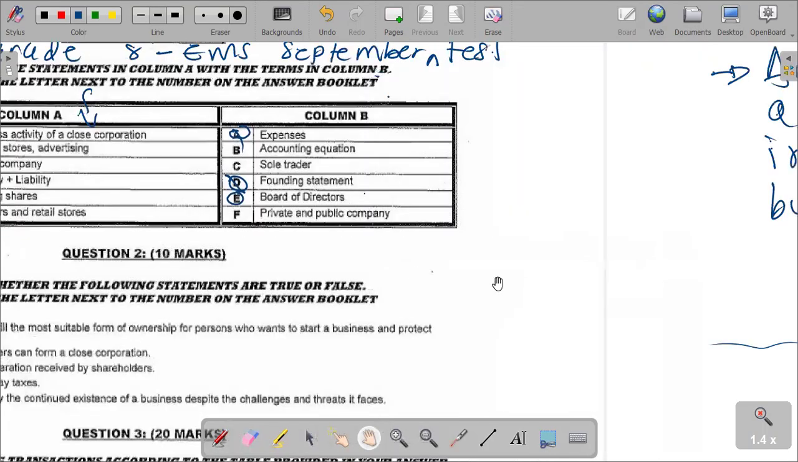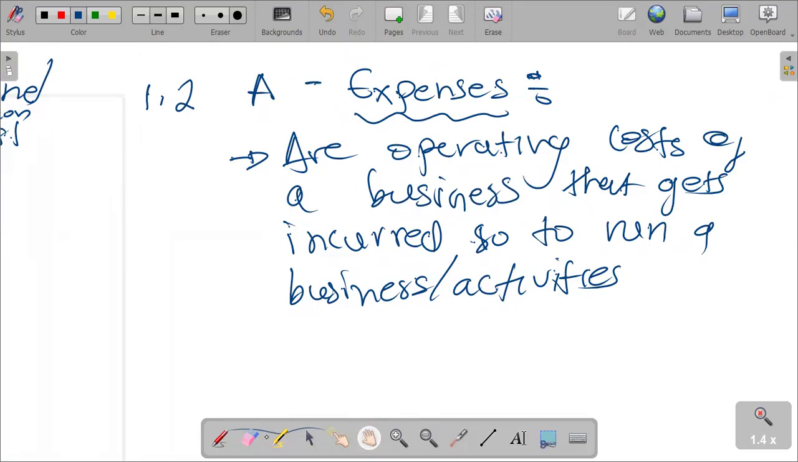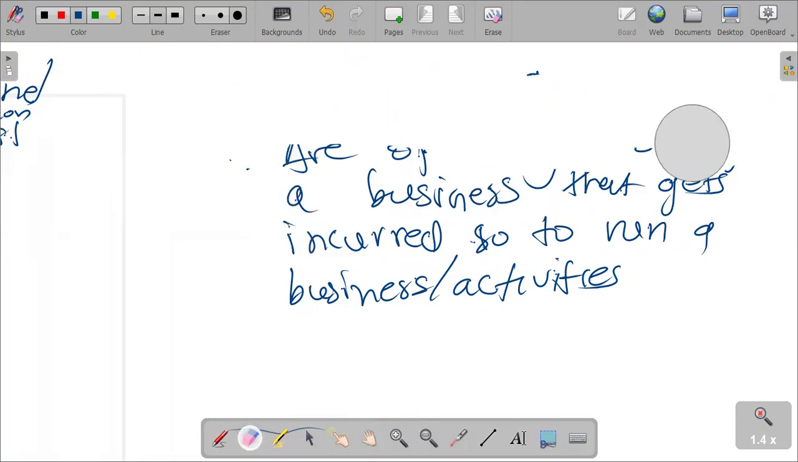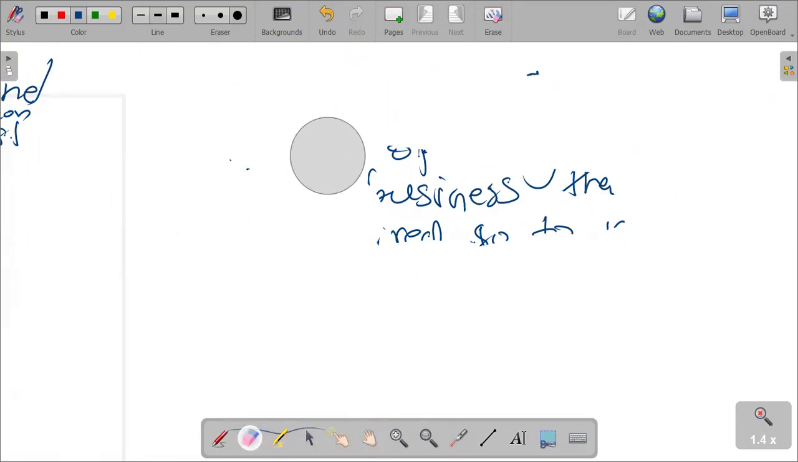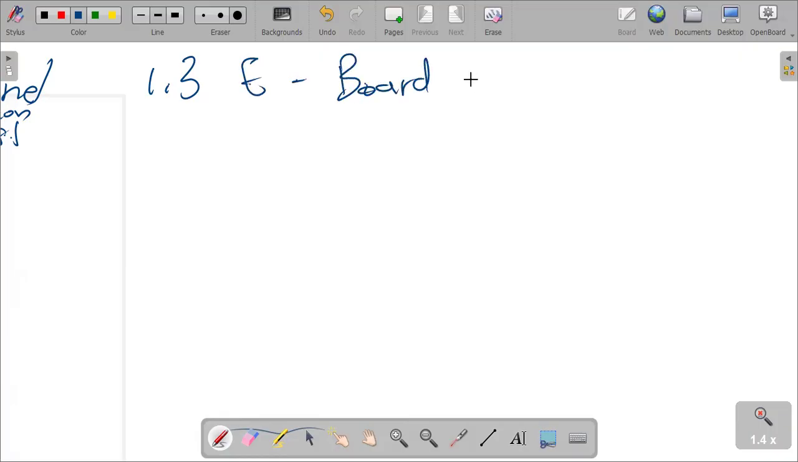So let's quickly define who the board of directors are and what they actually do. They manage a company. So your board of directors, what do they do? They manage your company. So 1.3 will be E, being your board of directors.